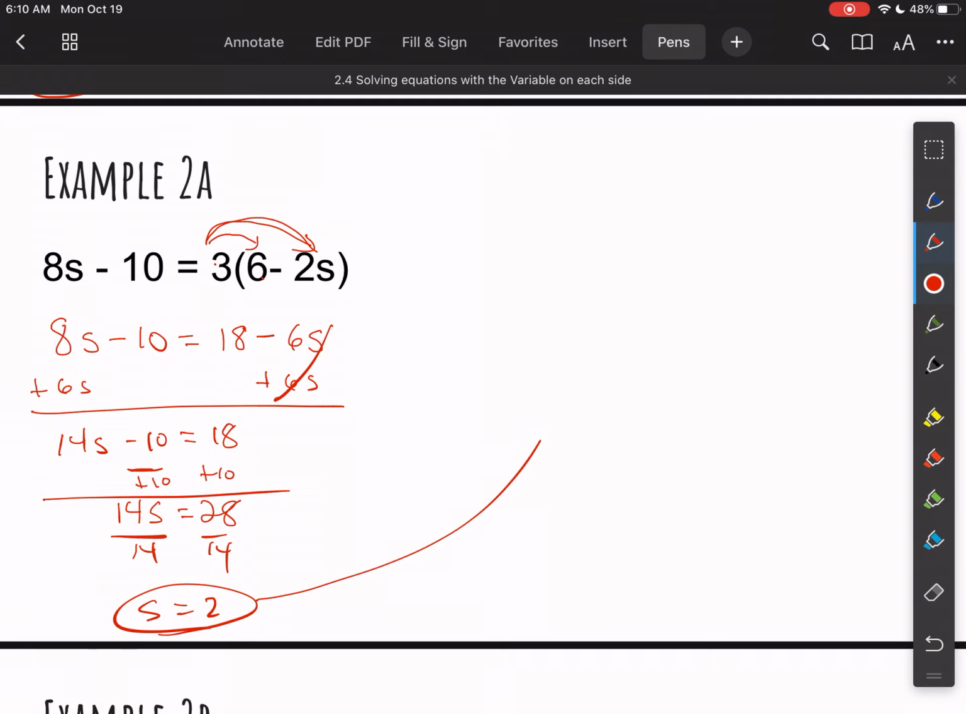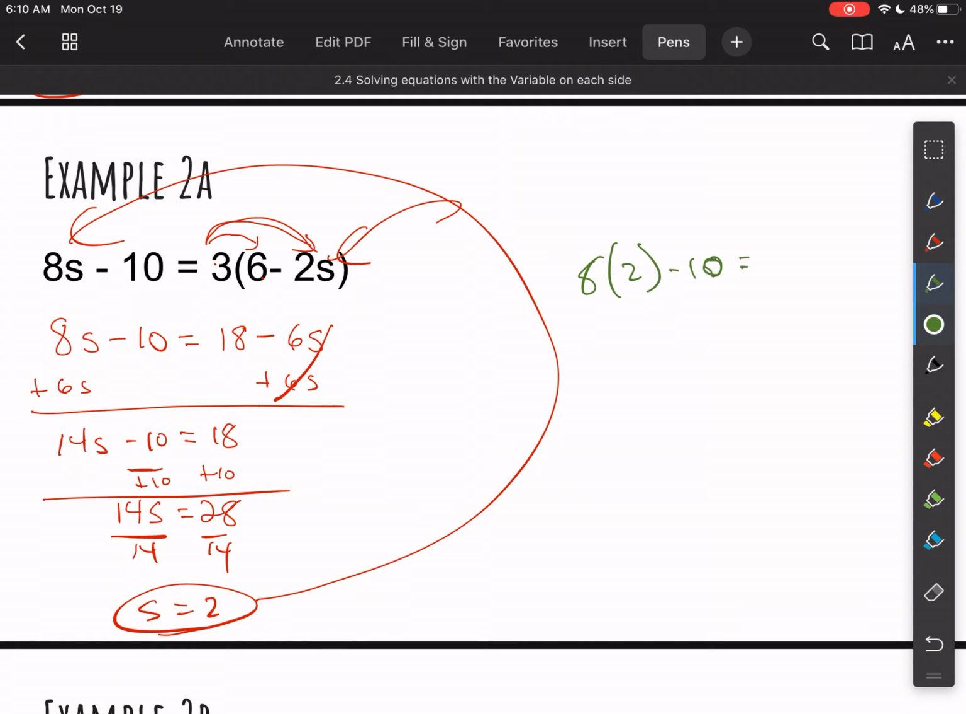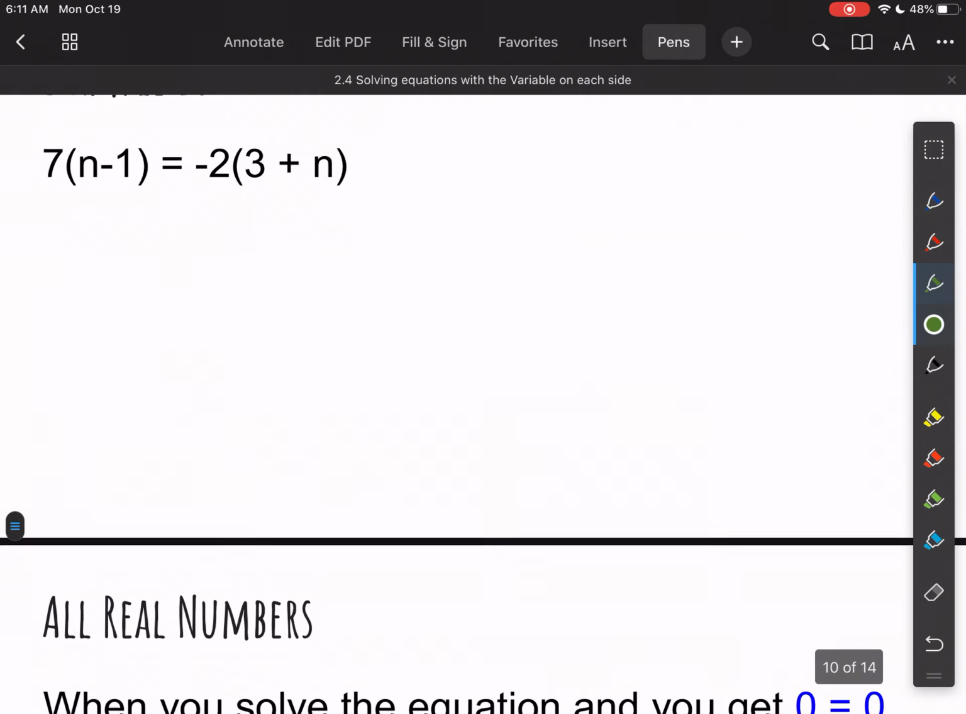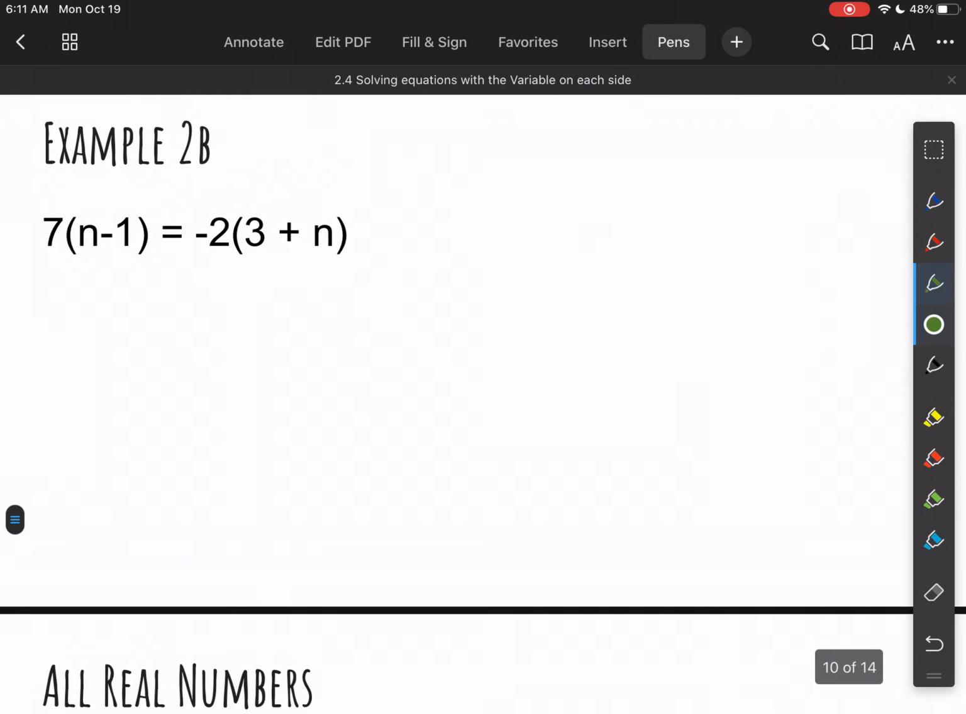All right, and if you plug this 2 back in here for these s's, you should get something that is equivalent. So let me just show you that really fast. 8 times 2 minus 10 is equal to 3 times 6 minus 2 times 2. When I do this out, I get 16 minus 10 is equal to 6 minus, this is essentially 4, right? So this is 6 minus 4, this is just 3 times 2. 16 minus 10 is 6, 3 times 2 is 6, and it checks out. So you can always check yourself when you're on a test and you have a little extra time.